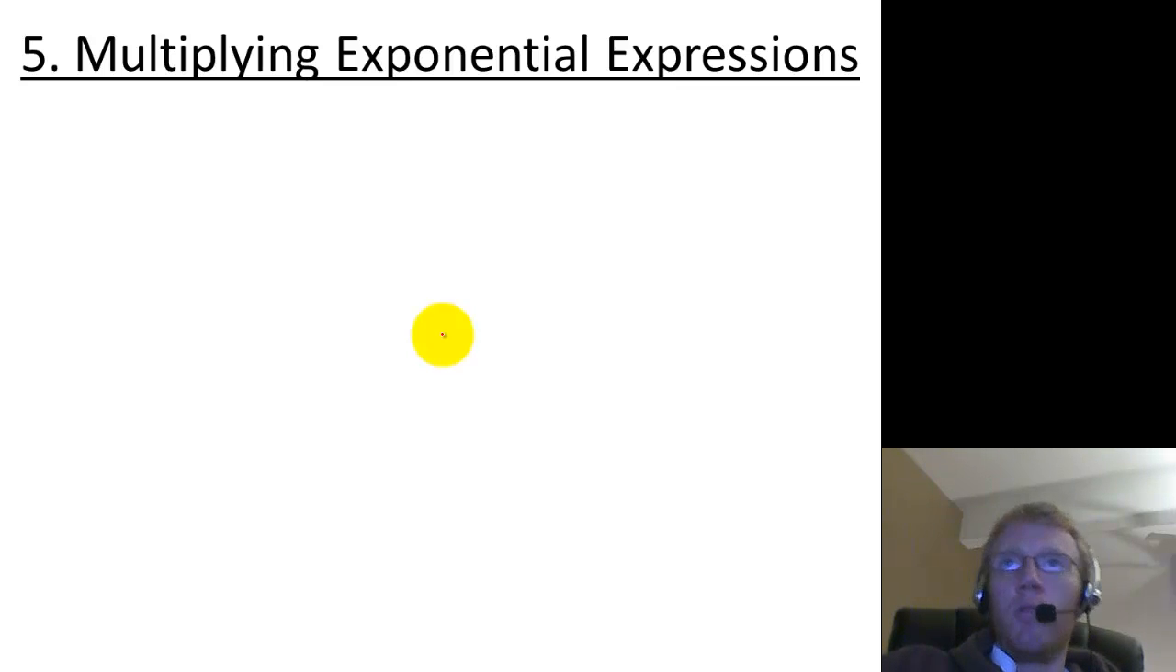Okay, next up we have multiplying exponential expressions. So first we're going to derive the formula for it, and then we're going to do lots of examples. The way that I'm going to show the formula for it is by doing an example using longhand.